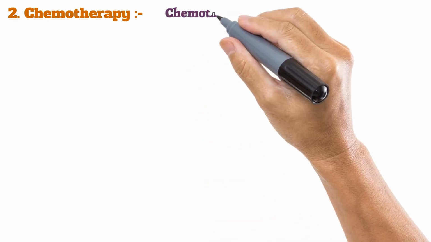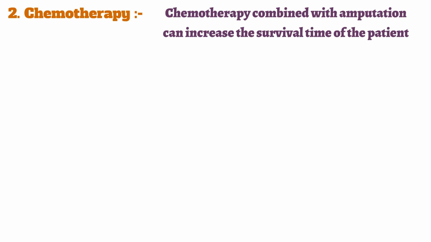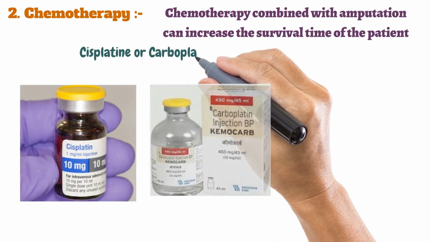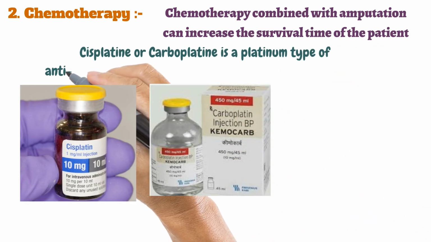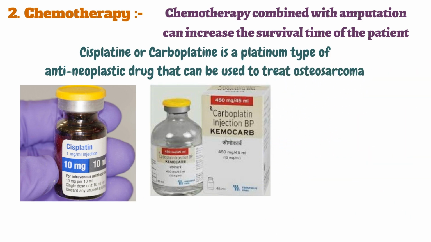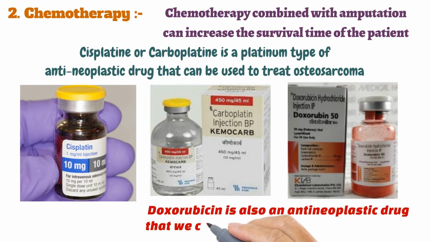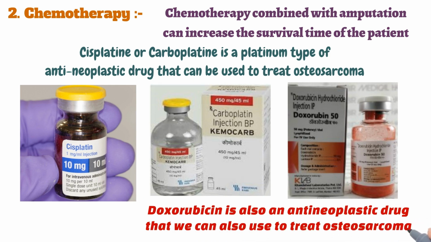The second treatment option is chemotherapy. Chemotherapy combined with amputation can increase the survival time of the patient. Cisplatin or carboplatin is a platinum type of anti-neoplastic drug that can be used to treat osteosarcoma. And doxorubicin is also an anti-neoplastic drug that we can use to treat osteosarcoma.